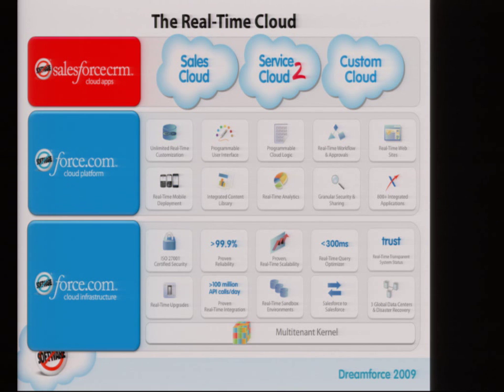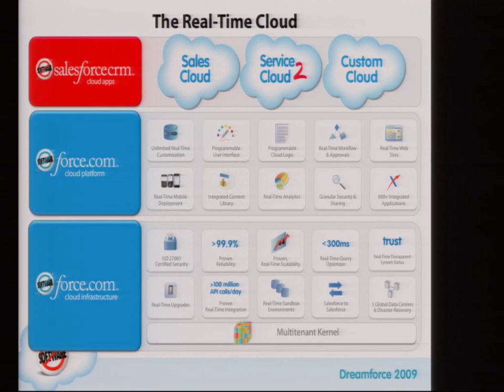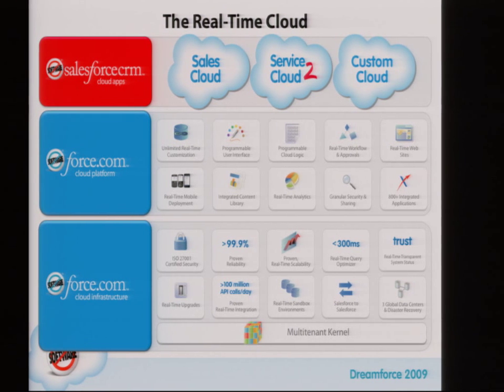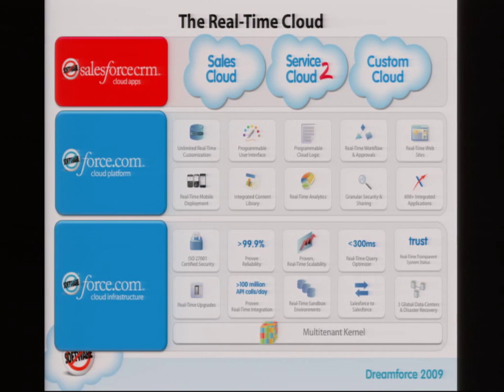We have 3 data centers, real-time replication, 99.9 availability, and a trust website. You can go check the availability in real time. And the most important thing is the multi-tenant kernel at the bottom, which allows the multi-tenancy. Everybody's using the single line of code. Because of that, we were able to release 28 major releases in 10 years and do the upgrades without impacting your business. The second part, which is what I'm going to focus on, is the Force.com platform.